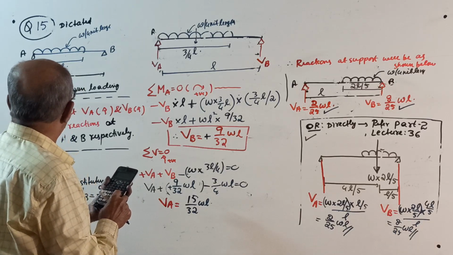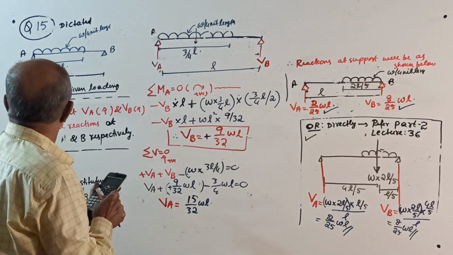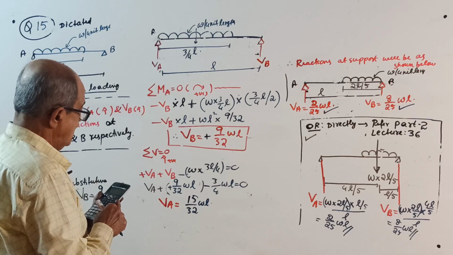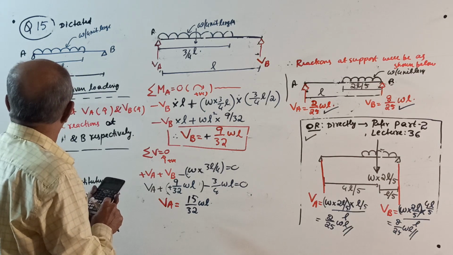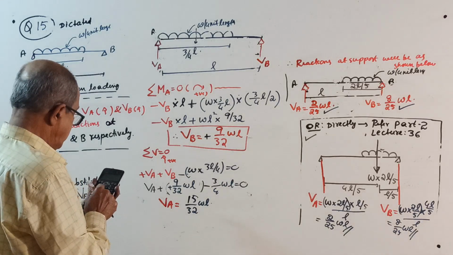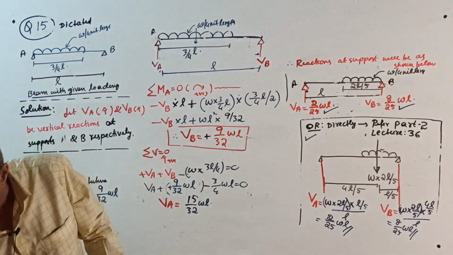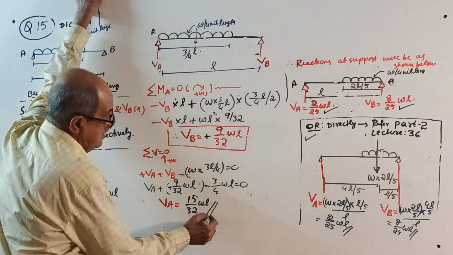3/4 divided by 2 is what? 3/8. 3/8 divided by 2, 0.1875. I'm getting some other answer. 3/4 is 3/8. 3/8 into 3/4. Correct. Okay. Don't worry about what I have done. What I do sometimes, you don't bother about it.